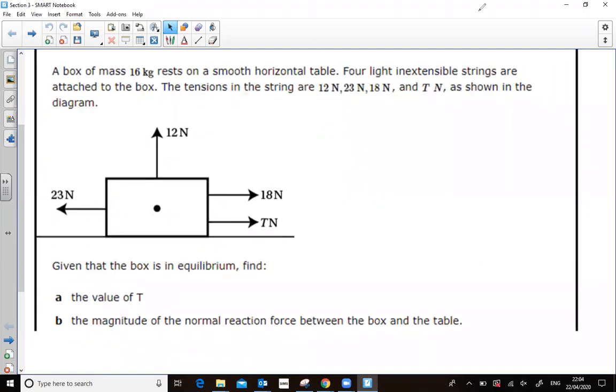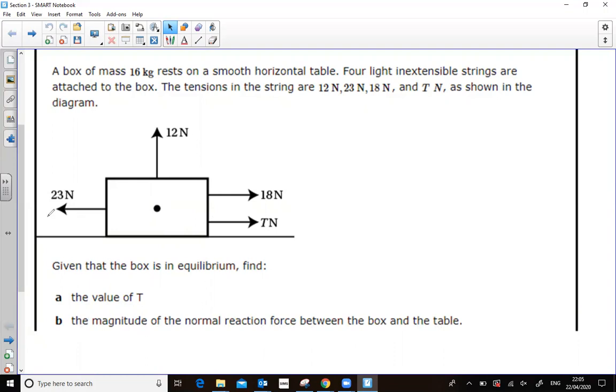In this question, it says a box of mass 16 kilograms rests on a smooth horizontal table. 4 light inextensible strings are attached to the box. The tensions in the strings are 12 newtons, 23 newtons, 18 newtons, and T newtons, as shown in the diagram. Given that the box is in equilibrium, find part A, the value of T, and then the magnitude of the normal reaction force between the box and the table.